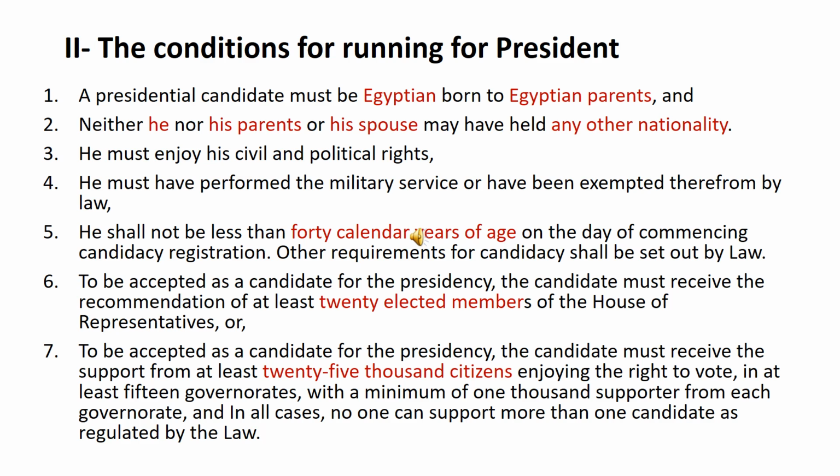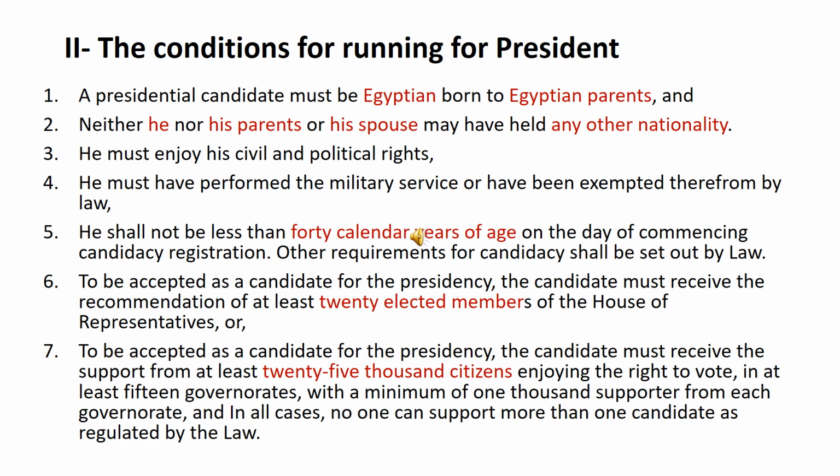Or to be accepted as a candidate for the presidency, the candidate must receive the support of at least 25,000 citizens enjoying the right to vote in at least 15 governorates, with a minimum of 1,000 supporters from each governorate. And in all cases, no one can support more than one candidate as regulated by the law. So what do conditions number 6 and number 7 mean?